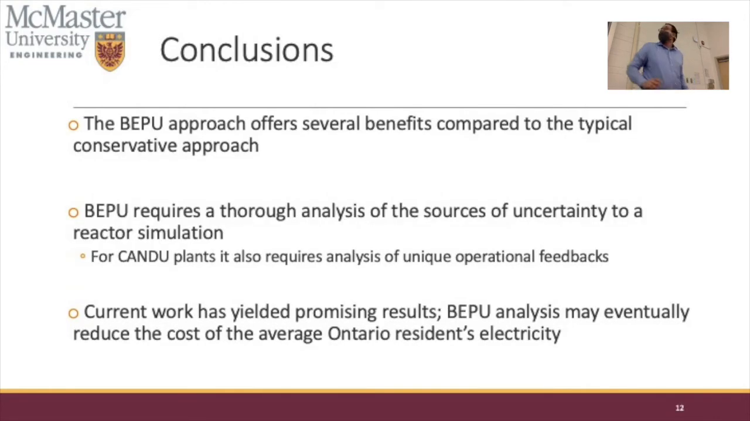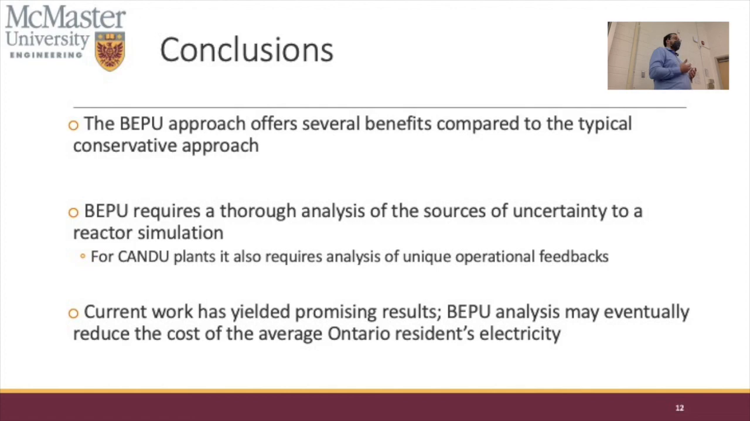All right, so the conclusions. The best estimate plus uncertainty approach offers a number of advantages compared to the typical conservative approach, but it does require a thorough analysis of the sources of uncertainty to that reactor simulation. And specifically in the CANDU reactor case, it requires that we analyze these special operational feedbacks.